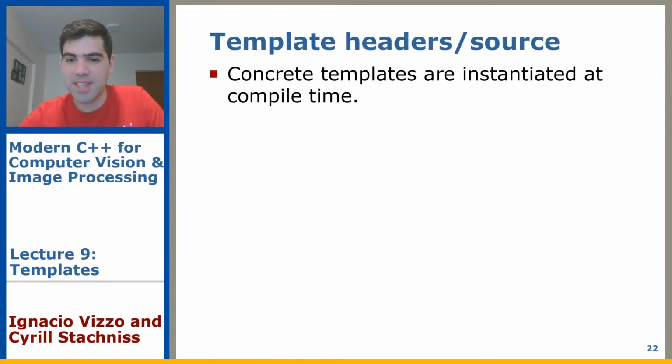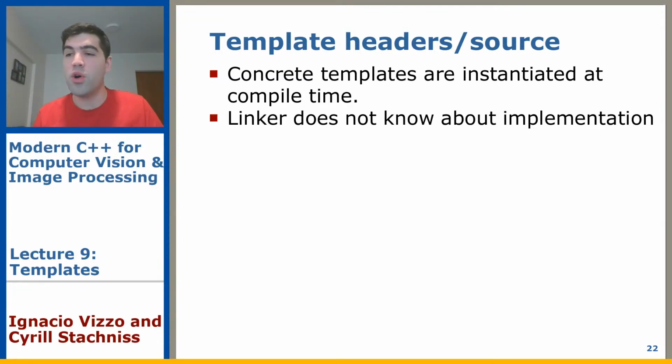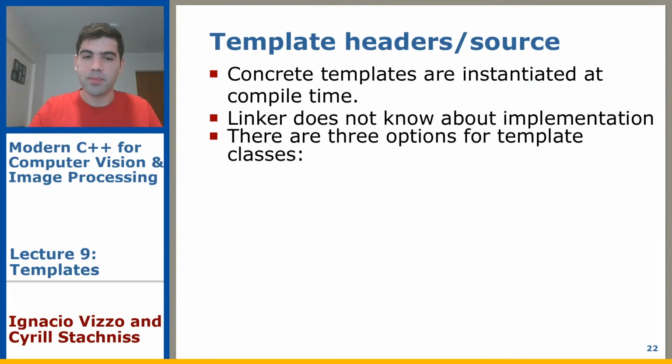And then lastly, this is something people already struggled with in homework 3 or 4, I don't remember. Concrete templates are instantiated at compile time. Now you know it. Whatever happens with templates happens at compile time, and then the linker has no idea about the implementation. And then there are three options basically to work with templates and to split the header and the source. And I think we have time, so I will do the example.